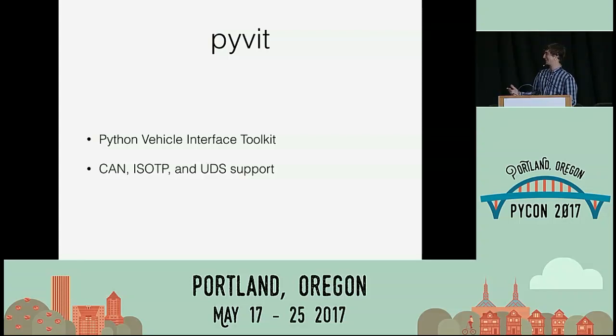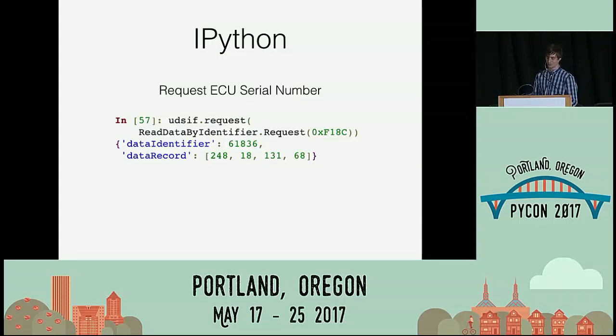So, Python Vehicle Interface Toolkit. The whole idea is to provide ways to talk to cars in Python. It does CAN, it does the ISOTP stuff, and it also does UDS. It makes your life a lot easier, because if you want to request, for example, an ECU serial number, that's a standardized data identifier that you need to read. So you need to set up the interface. We'll omit that for brevity, but you set up your interface.